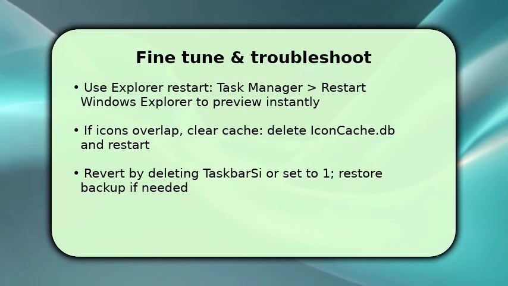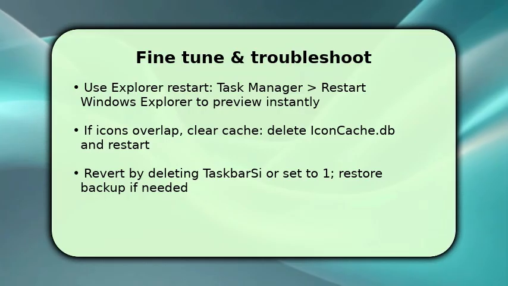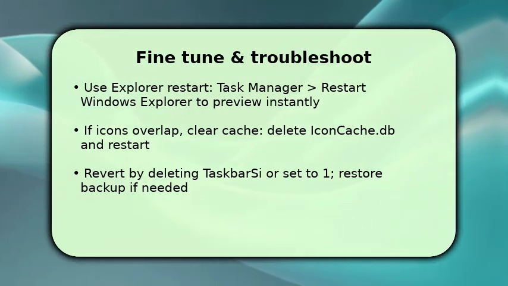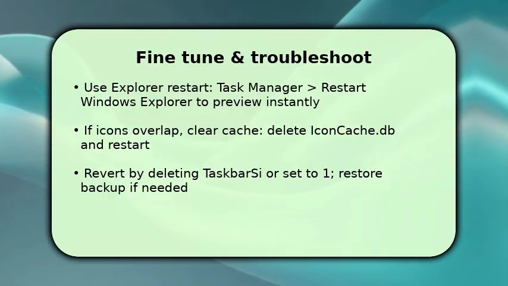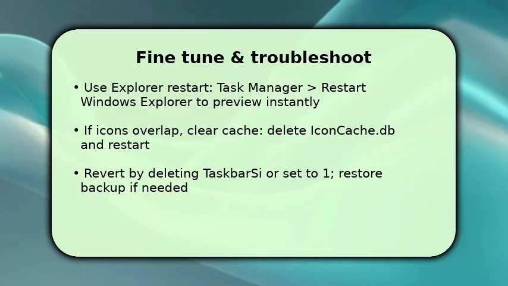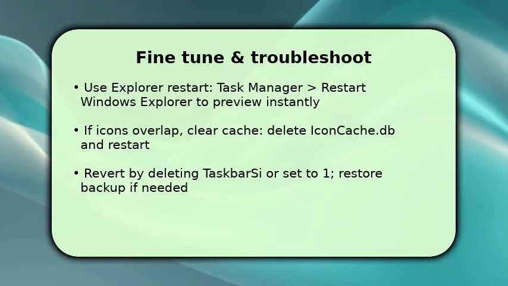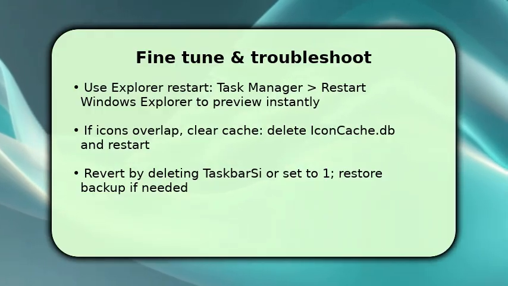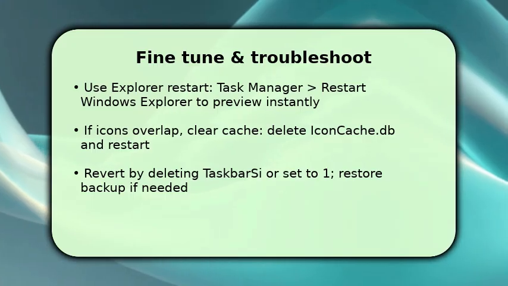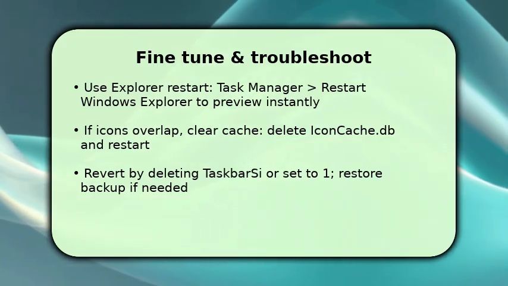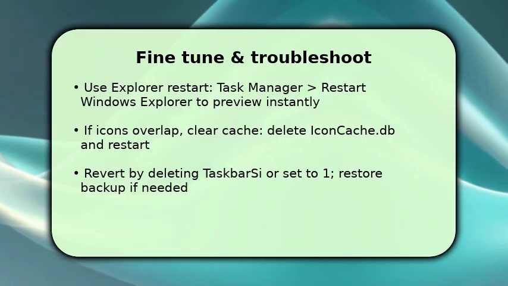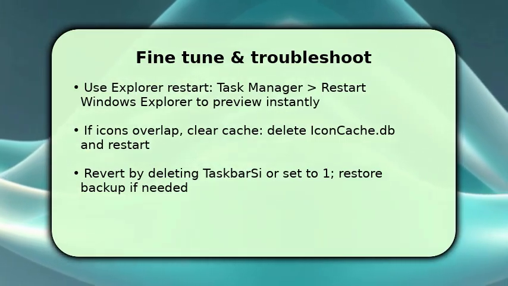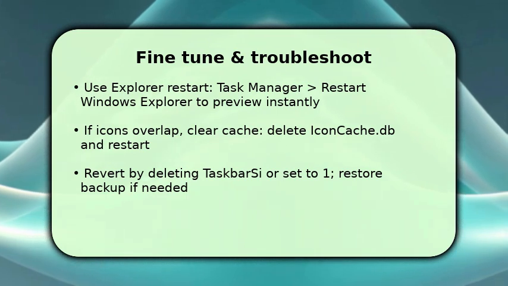Finish by previewing and fine-tuning. You can restart Windows Explorer from Task Manager to see changes immediately. That's faster than a full reboot. If icons look wrong or overlap, clear the icon and thumbnail cache by deleting IconCache.db and restarting Explorer, then check taskbar alignment. If anything goes wrong, revert the registry value to 1 or delete TaskbarSi entirely and restore your backup or system restore point. These final steps ensure a clean, small taskbar while keeping a safe rollback plan.